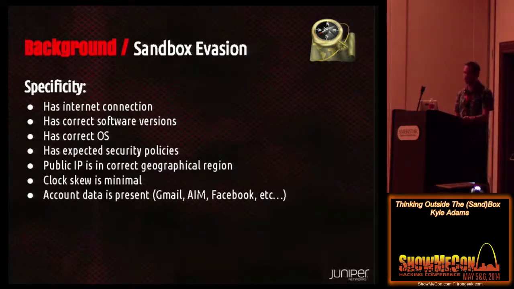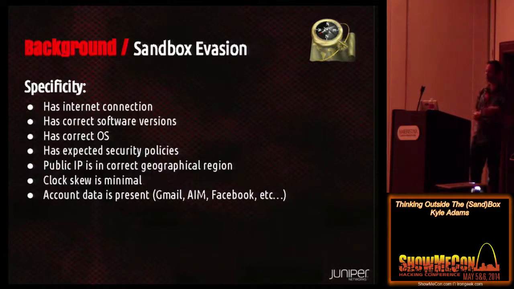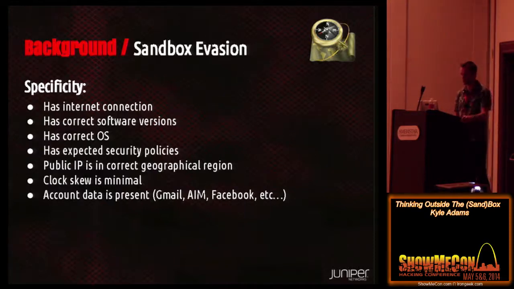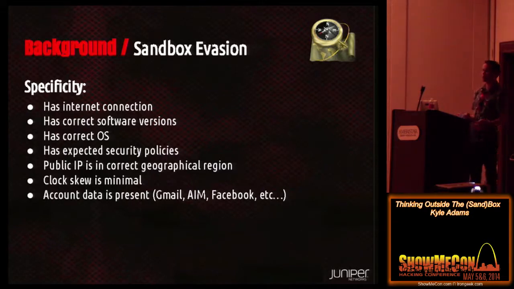Then to see if the public IP is in the right geographical region, they'll just ping some website that returns the IP address. They'll look to make sure it's the right geography, and if it's not, won't do anything. Make sure the clock skew is minimal, and then also making sure that there's actual signs of life on the operating system. So are their Gmail accounts registered?